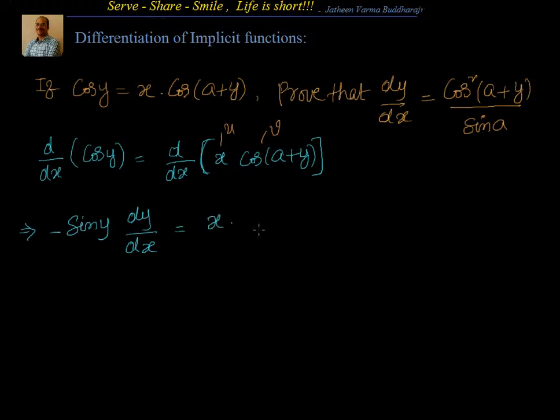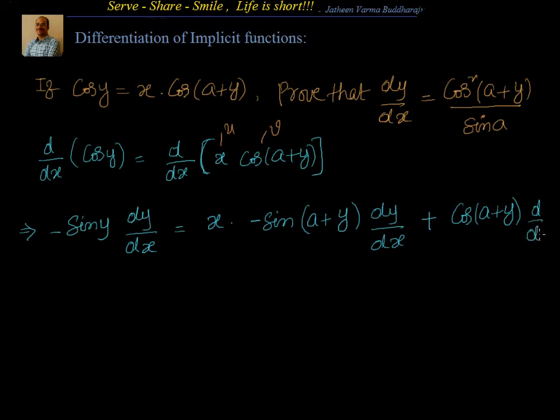V dash is the derivative of cos of a plus y, that is minus of sin a plus y, and dy by dx, plus cos a plus y into, that is v into u dash, the derivative of x, d by dx of x, which is equal to.